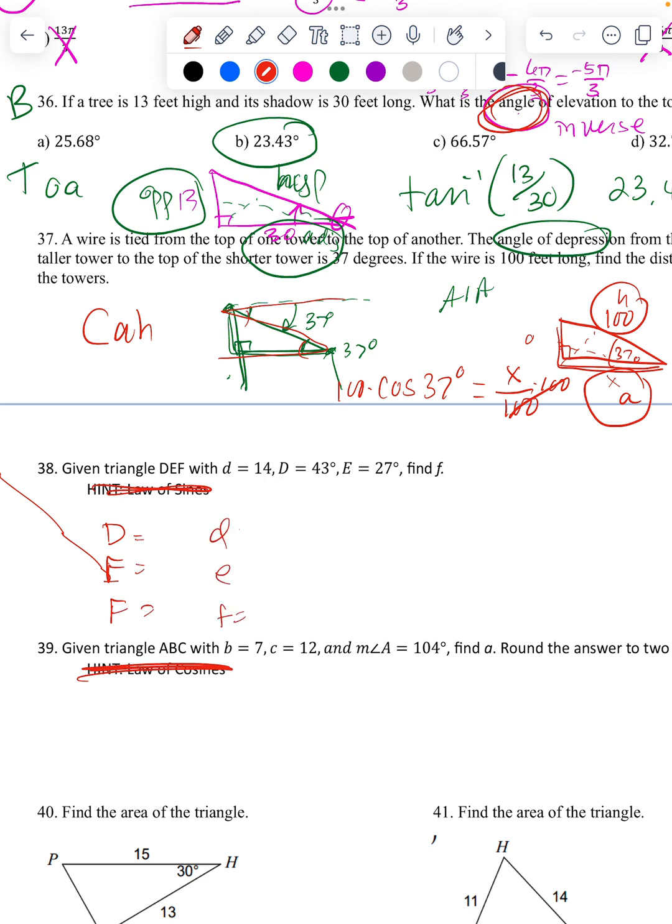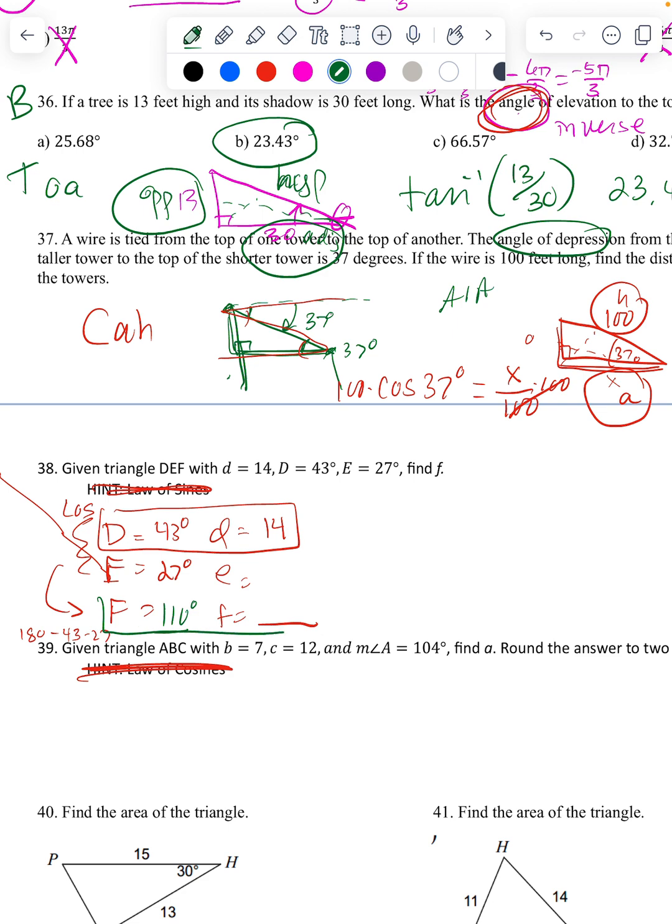What do I know? I know that side d is 14, angle D is 43. So this is actually a law of sines problem because I have a pair. Then I know that angle E is 27. I'm supposed to find side f. Keep in mind that if you know two of the three angles, you can find the third one by subtraction. They have to add up to 180. So 180 minus the two that were given will tell me that third angle. So that third angle is going to be 110.